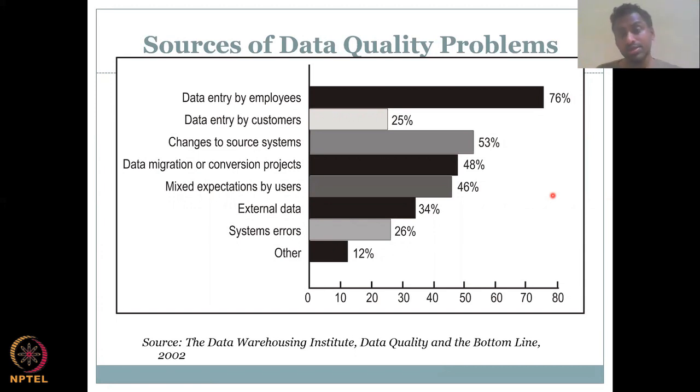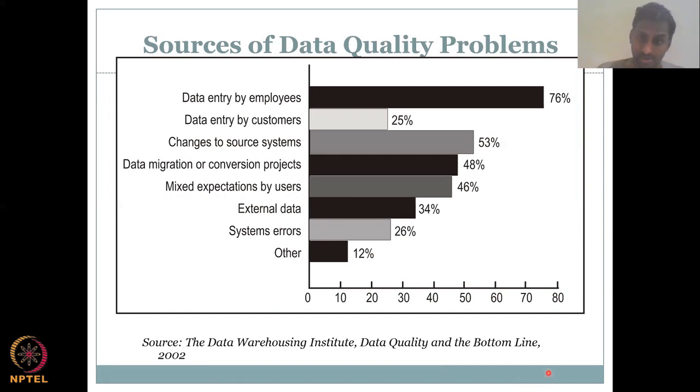What are the quality problems? There are a lot of problems that arise because of data downloading, entering, etc. Let's look at what the key errors are as per this publication. It's a big issue, and that is why there are a lot of studies on this. Data entry by employees is pretty big. Almost 76% of all the errors is because of data entry, a human interface that enters, and also automatic data which gets converted from one form to another form.